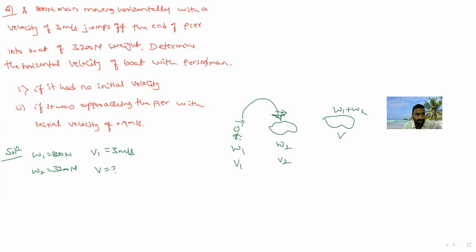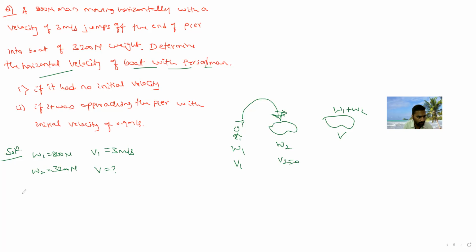Okay, what is he asking? Determine the horizontal velocity of the boat with the person or man. So V is asked. Okay, how to solve this one? First of all, see, the boat is still in the rest condition. So V2 is equal to 0.